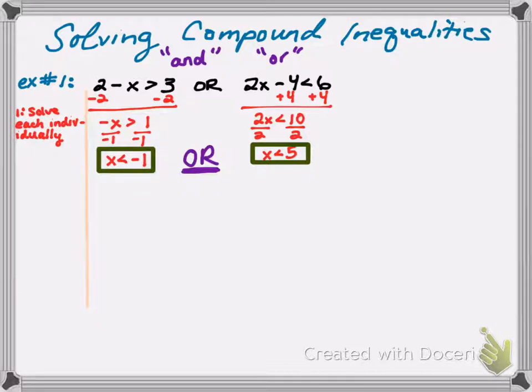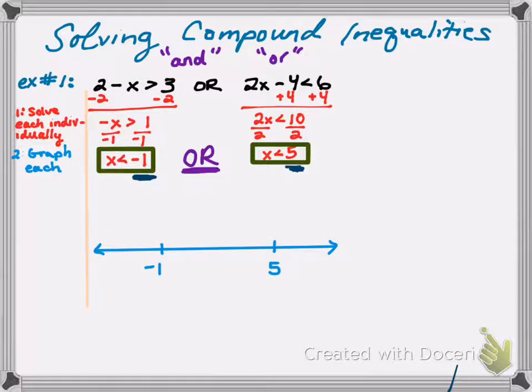And again, remember, it is an or statement. So step number 2, graph each of them. When we have what we call our critical numbers, we use them as the two guidelines on our number line. So our critical numbers are negative 1 and 5 because those are the numbers that we got by themselves on the other side of the inequality.